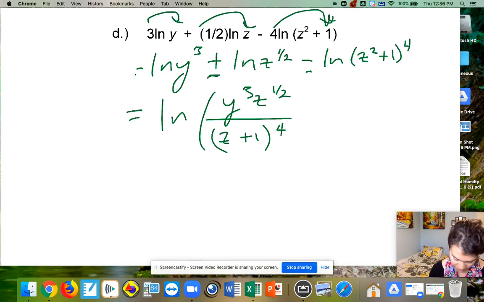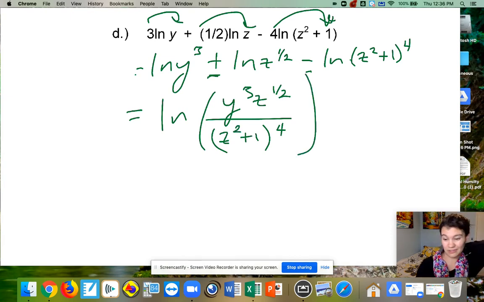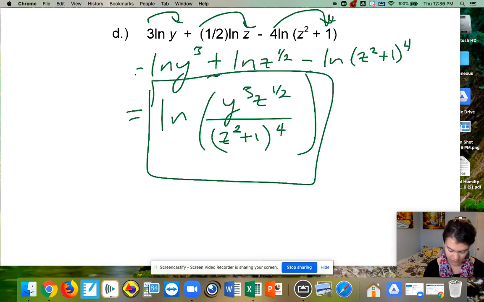You don't have to FOIL these out. If you really wanted to FOIL out z squared plus 1 and multiply it together 4 times, go ahead. You don't have to. You can just leave your answers like this because we got it all into one log. There's no coefficients and there's nothing easily simplifiable.